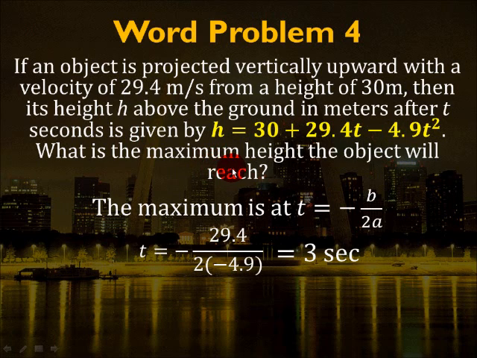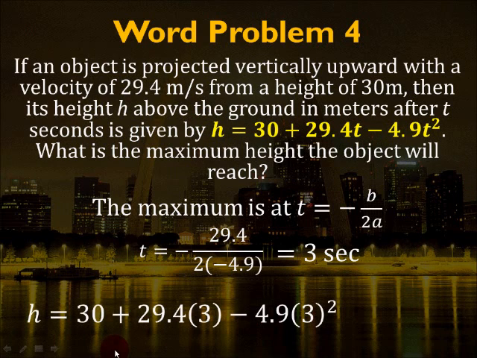Now, to find the maximum height, we plug in 3 for t and we solve for h. So h equals 30 plus 29.4 times 3 minus 4.9 times 3 squared. You simplify that and you get 74.1 meters.